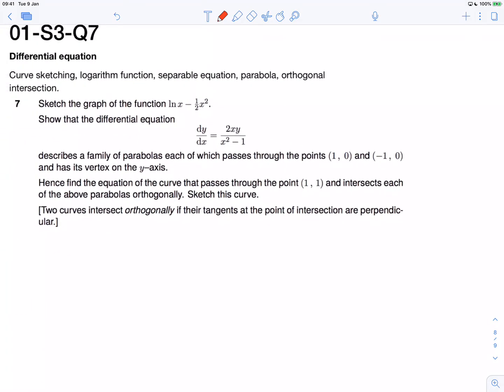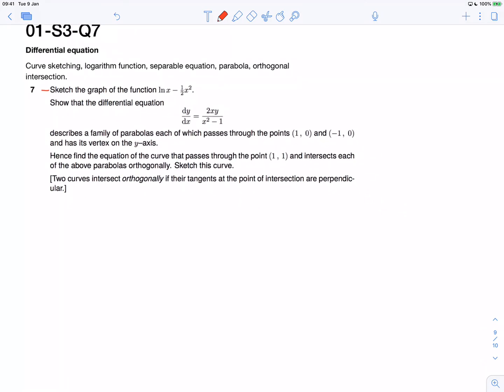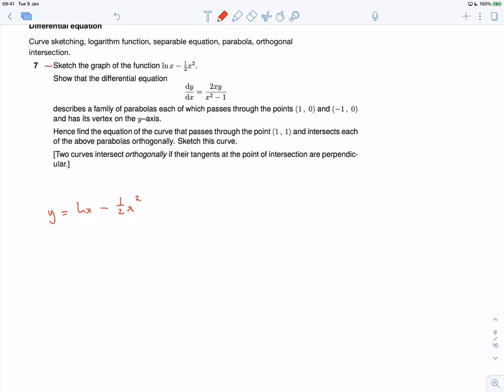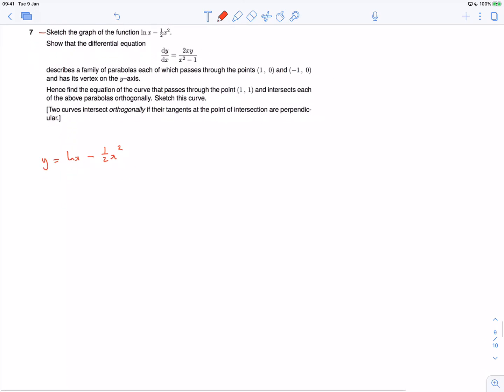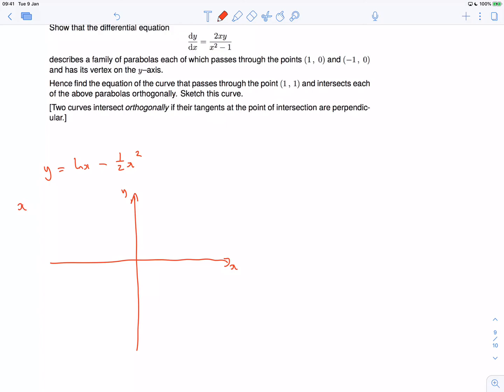Okay, so there's a lot going on here. The first part is sketch the graph of the function ln of x minus a half x squared. So if I've got y equals ln of x minus a half x squared, maybe it'd be an idea, on my sketch, what is going on? Well, for a start, x has to be positive. Why is that? Because you can't take natural logs of negative numbers or zero. So I know that for sure my function lives in quadrant 1 or quadrant 4. It can't be on the left-hand side of the y-axis.